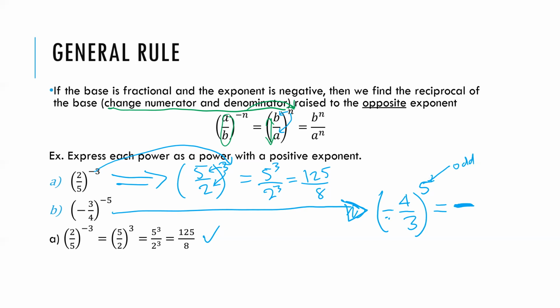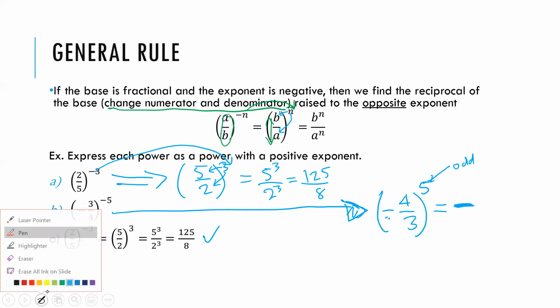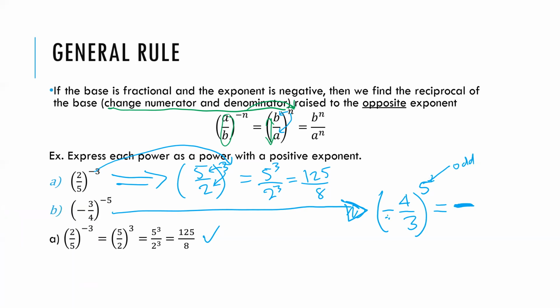So because you know the answer is negative, then honestly, you don't even need to consider whether the negative goes in the numerator or the denominator. Don't even worry about that. You know the answer is going to be negative. So just remember that the answer is going to be negative. And then what you're going to do is simply apply the exponent 5 to the numerator and apply it to the denominator. So you end up getting 4 to the power 5 over 3 to the power 5.